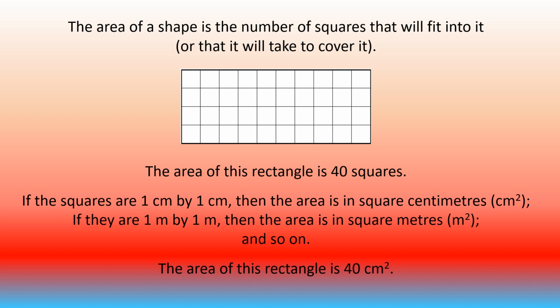If the squares are 1 centimetre by 1 centimetre, then the area is in square centimetres. If they are 1 metre by 1 metre, then the area is in square metres, and so on. The area of this rectangle is 40 square centimetres.